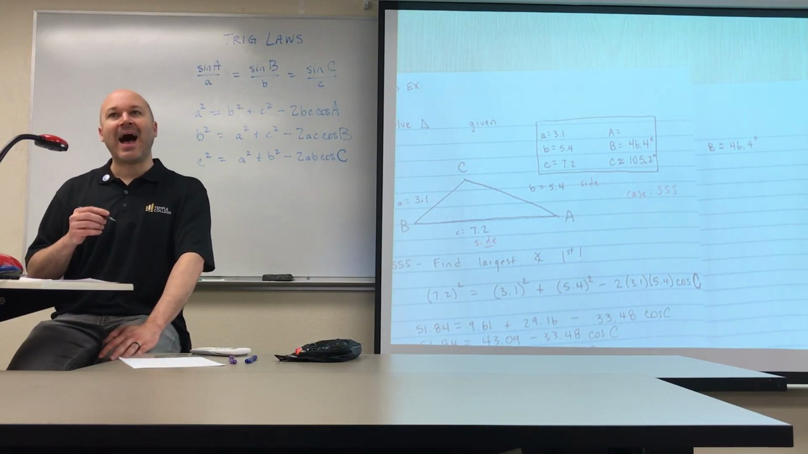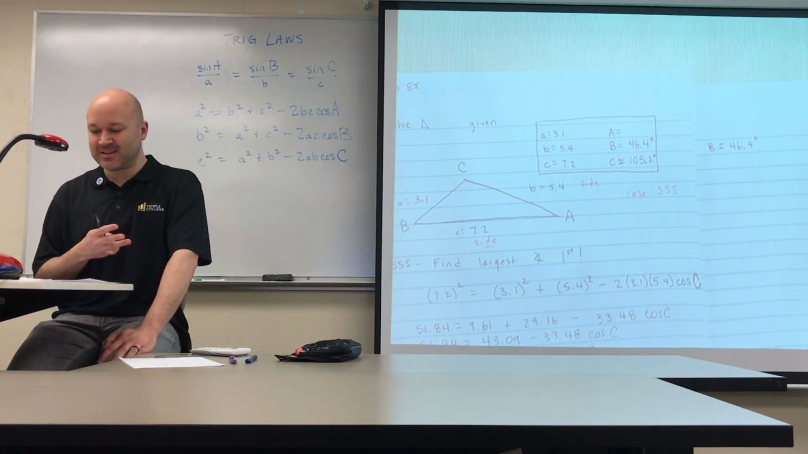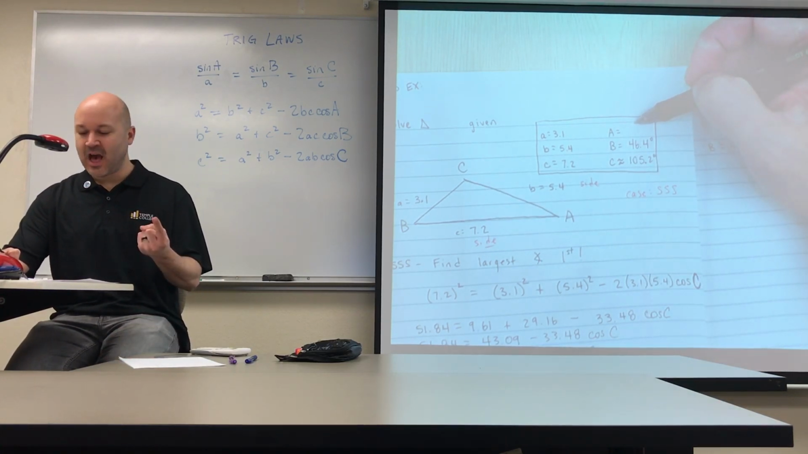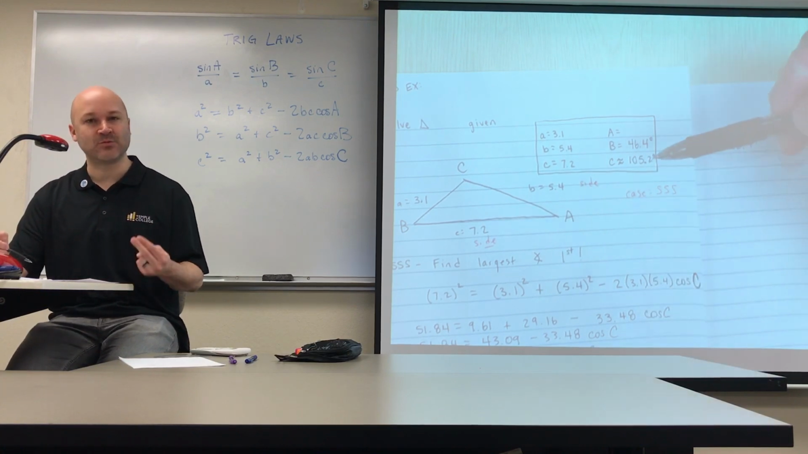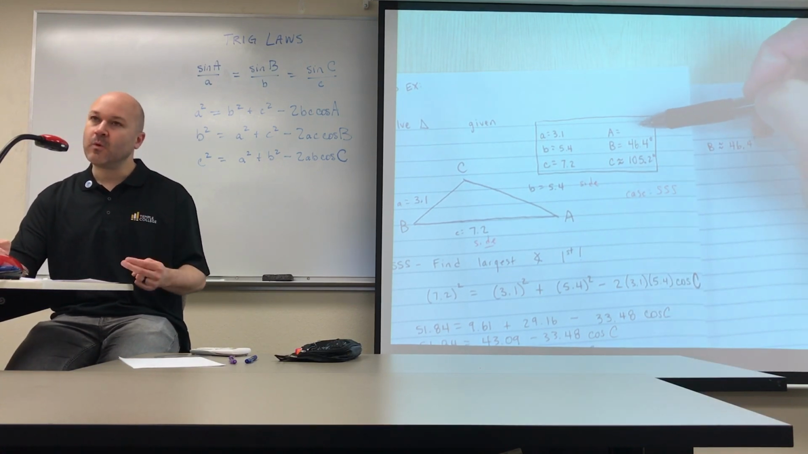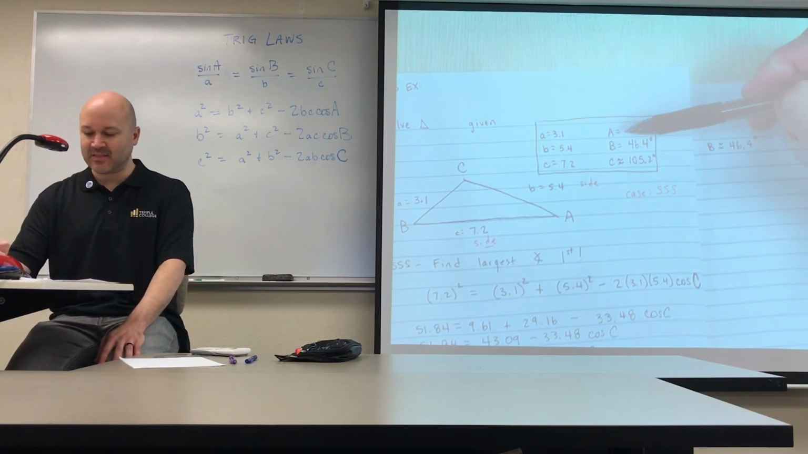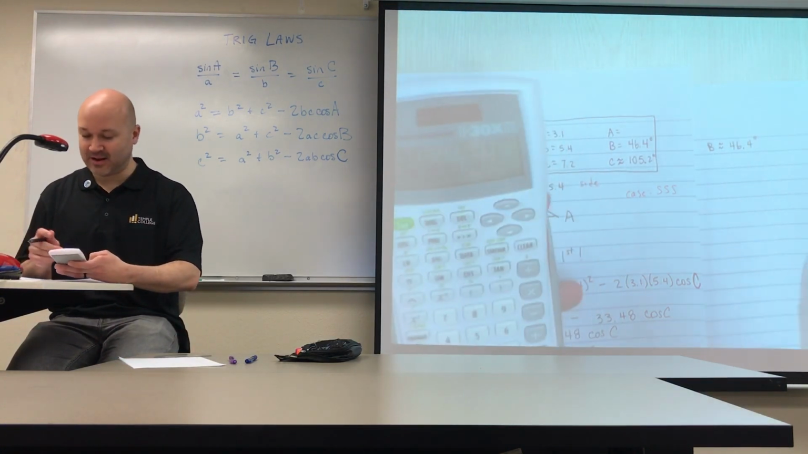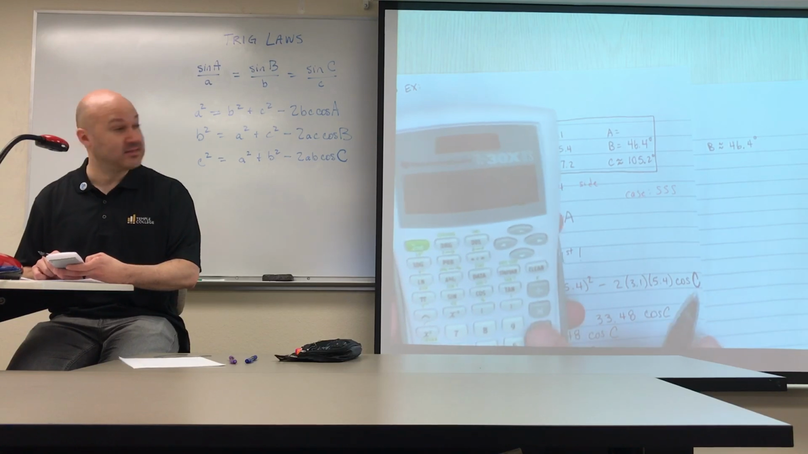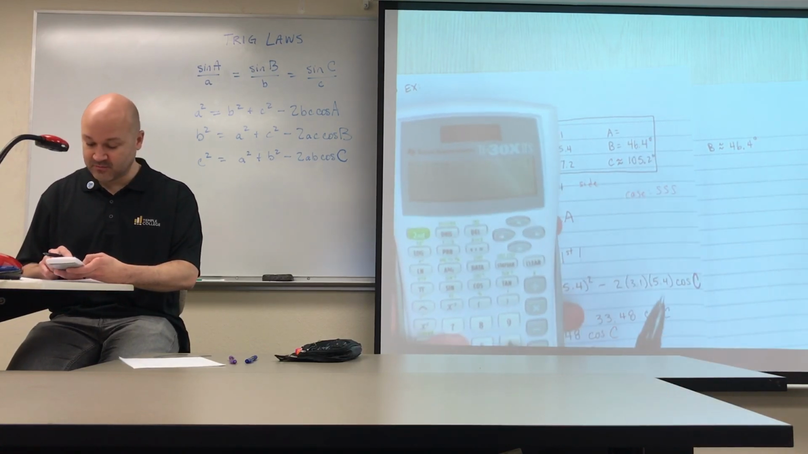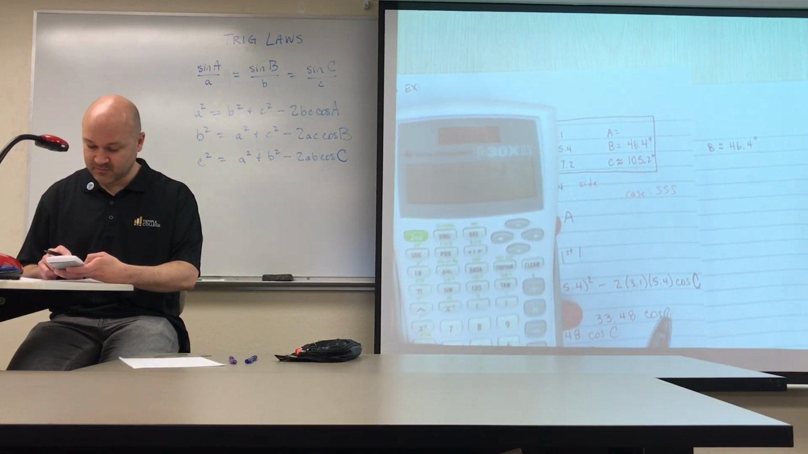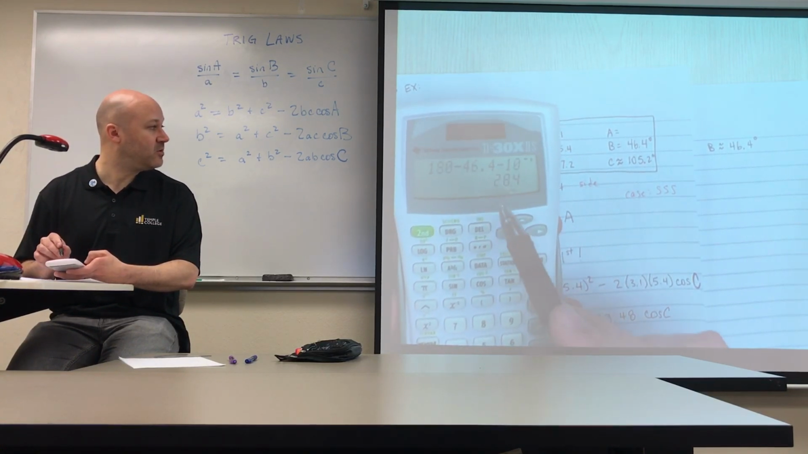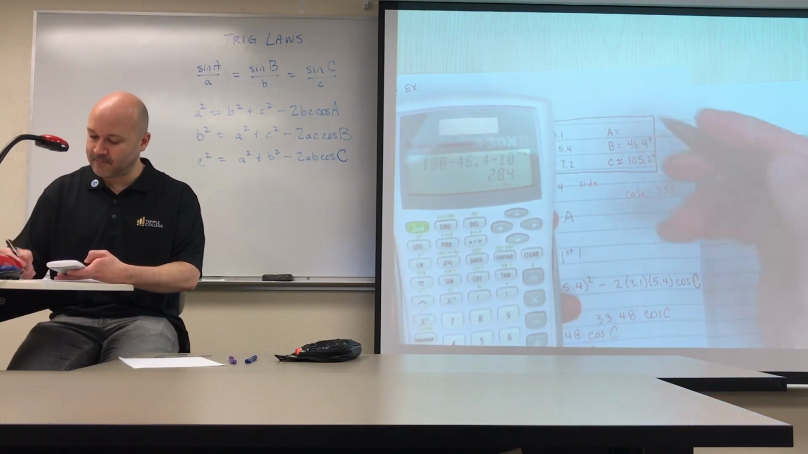All right, I now have three options to find angle A. I could use the law of cosines. I could set up the law of sines once more, or I could just use the fact that these angles will add up to 180. I can't do mental math right now. So I'm just going to take 180 and subtract these two angles. And I get this little acute angle, 28.4.